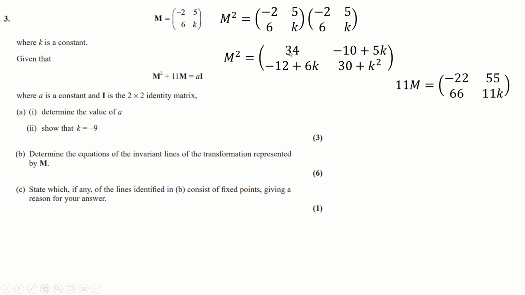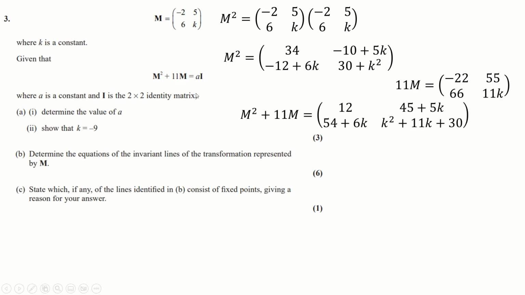And if we add these two things together, so we just add each individual input together, we'll get this. But that's apparently some multiple of the identity matrix, so that must be A 0 0 A. But that means, of course, that 12 is A, obviously, and it also means that this thing must be 0, which gives us k as minus 9. Likewise, the same thing if you tried that bit there. So, okay, determine invariant lines.